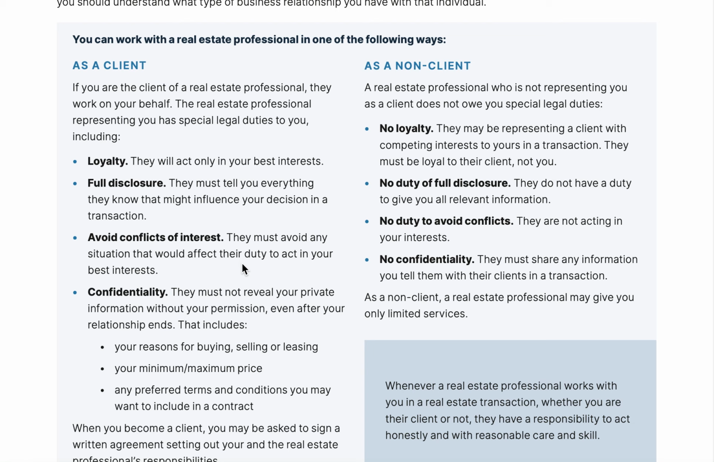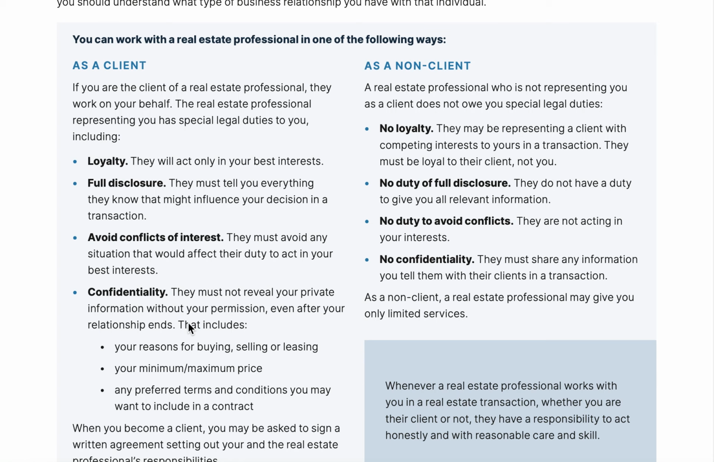Sometimes where we see these come up is if I had a buyer who wanted to purchase your property. We hope those don't come up, and I can explain to you a little bit later on how that would work if that happens. It hasn't happened to me yet, so let's keep our fingers crossed that it doesn't. And duty of full confidentiality. I can't disclose any of your private information without your permission, even after our relationship ends, so it lasts forever.